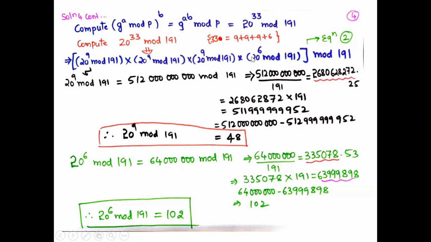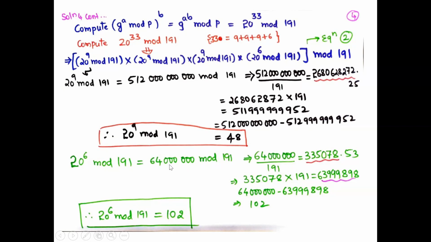Similarly, you calculate 20 raised to 6 mod 191. To calculate 20 raised to 6 in a simple calculator, you perform 20 into 20 into 20 into 20 into 20 into 20, 6 times. So the answer is 64,000,000,000,000. Okay, and mod 191. So how to calculate this value?